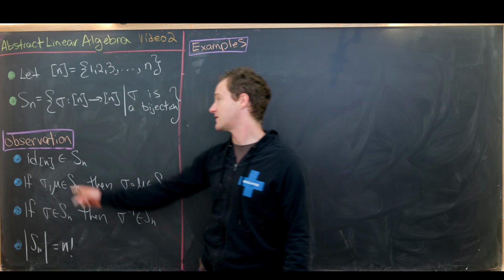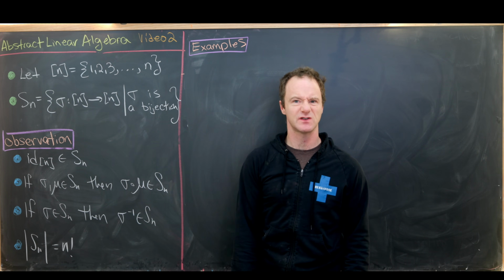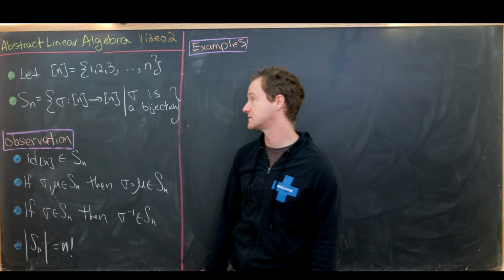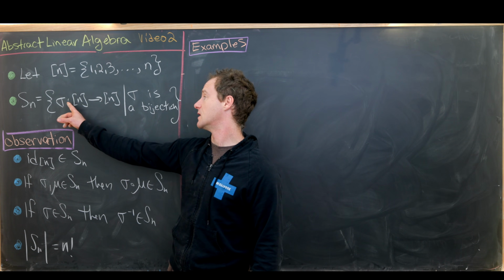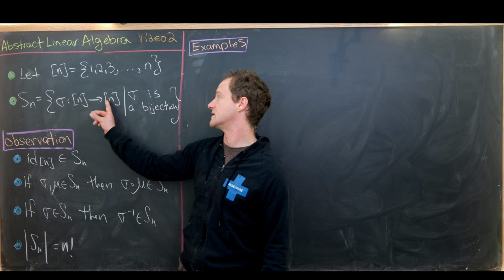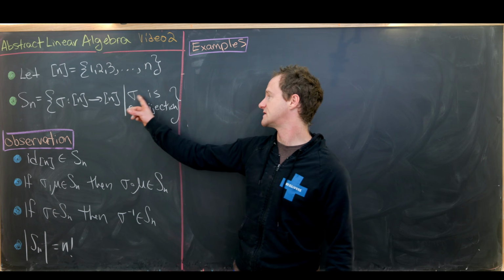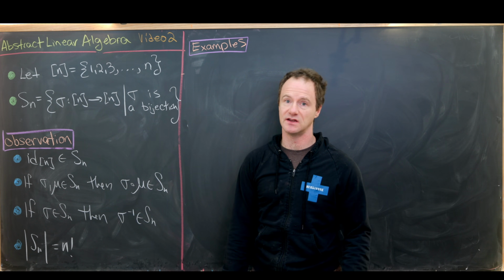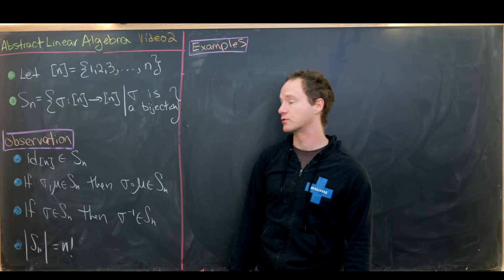Then next, we'll define S sub n. This is the set of all permutations on n letters in this case. This will be sigma, which goes from the set bracket n to bracket n, where sigma is a bijection. But if sigma is a bijection, then it's invertible from what we just got done proving.